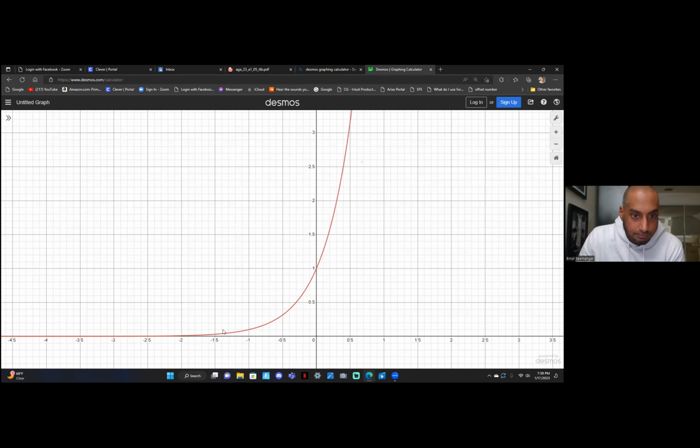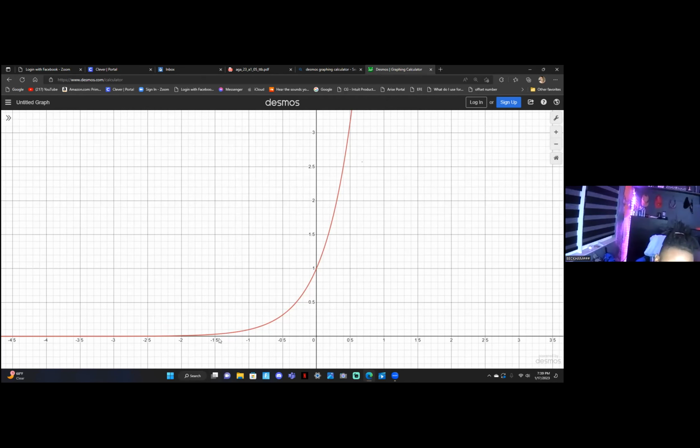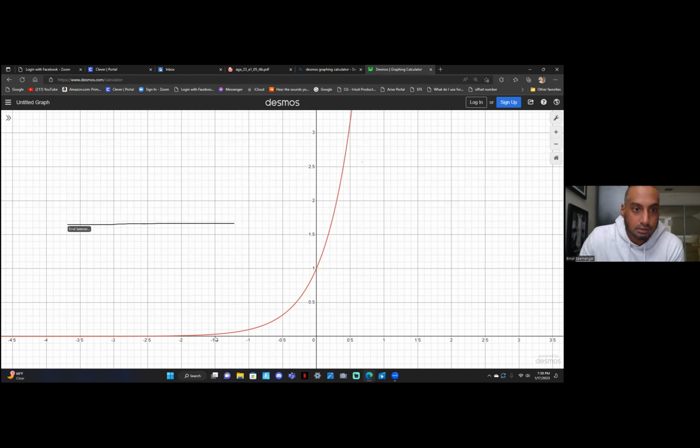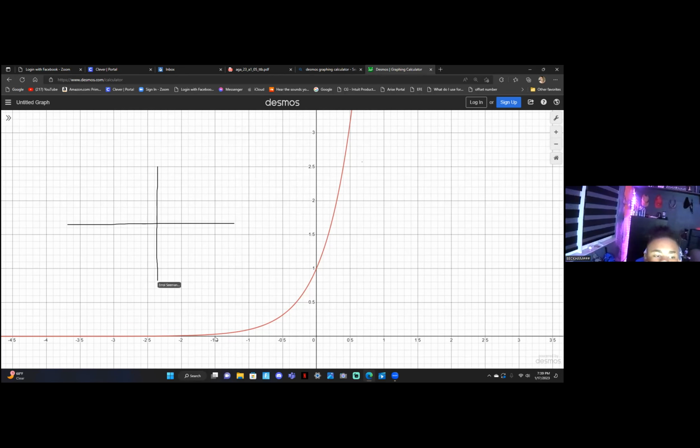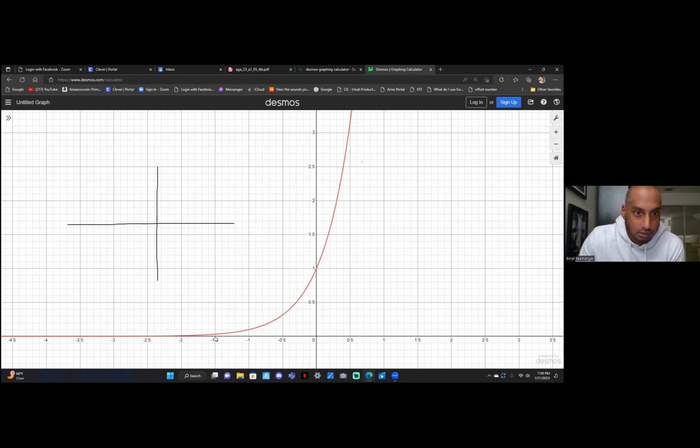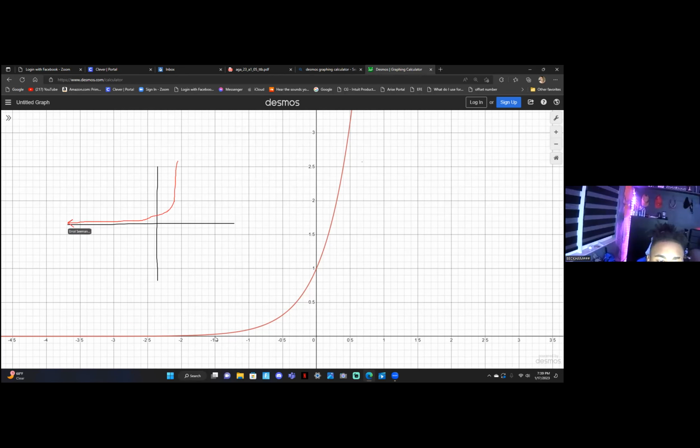Okay, you see where my mouse is? Yeah, I see where your mouse is. So here's the graph, right? The graph looks like something like this, right? Did you write something? I can't see it. Oh, okay, I see it.